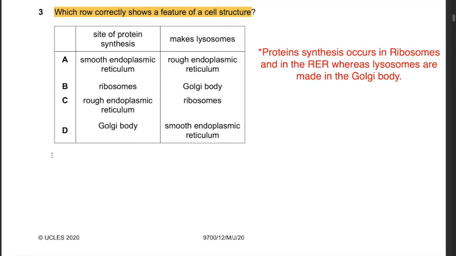Question 3. Which row correctly shows a feature of a cell structure? They have given the two columns as site of protein synthesis and makes lysosomes. Protein synthesis occurs in ribosomes and in the RER, which stands for rough endoplasmic reticulum, whereas lysosomes are made in the Golgi body. Therefore, if we go through these options, site of protein synthesis is ribosomes and makes lysosomes is Golgi body. Therefore, the answer is B.